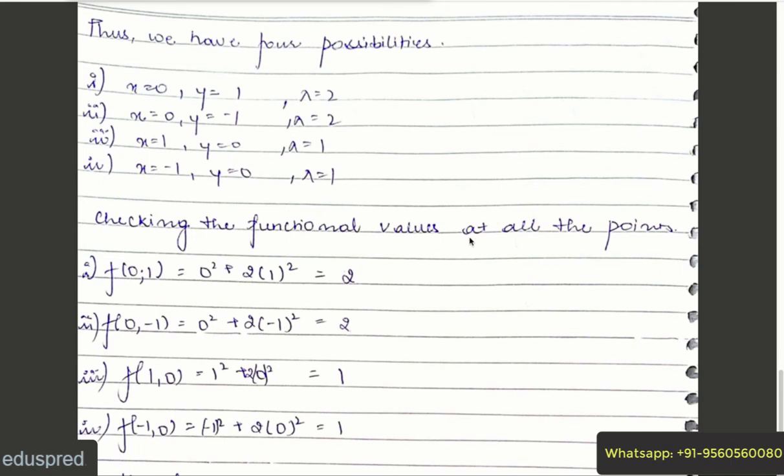So let's check the functional values at all these points. Your f(0,1) is 0 square plus twice of 1 square is equal to 2. f(0, minus 1) is 2. f(1,0) is 1 and f(minus 1, 0) is 1. So by comparing these values, you will get that the function is attaining a minimum value of 1 at points (1, 0) and (minus 1, 0) and is attaining the maximum value of 2 at points (0, 1) and (0, minus 1). So these 4 are the extreme points, giving you the functional values of 2 and 1.